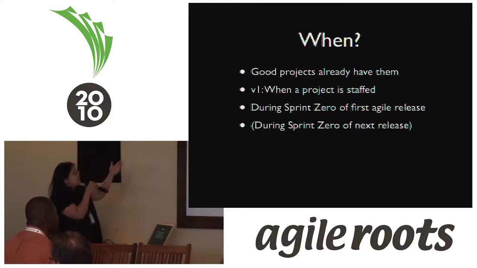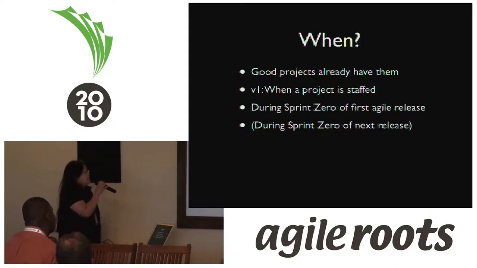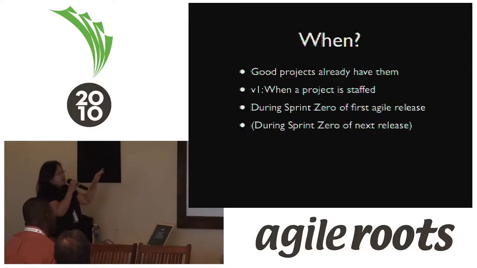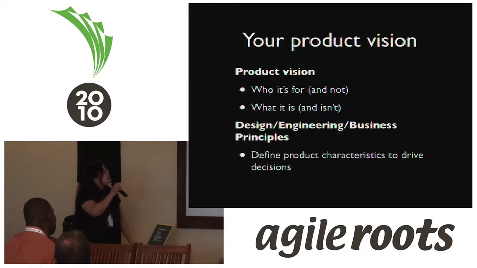For release goals, we tend to do that during sprint zero of the first Agile release. So this also means that it's got to be the kind of activities that fit within that framework. And the only way you can do this is to make sure that you're not doing this stuff in detail. So that's just kind of a recap.